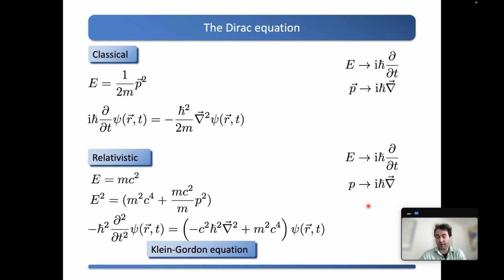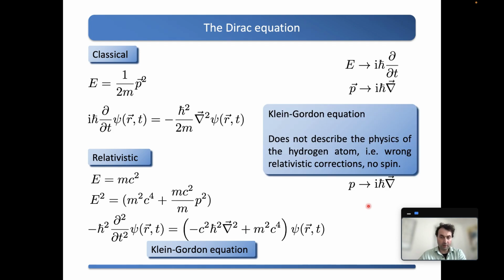And this equation actually is known as the Klein-Gordon equation, where Klein and Gordon both independently published this equation and used it to have a look at Compton scattering of the electrons. Now, the Klein-Gordon equation doesn't describe the physics of the hydrogen atom. If you do this equation for the hydrogen atom, then you will find that the relativistic corrections are not in agreement with experiment, and the Klein-Gordon equation still doesn't include the spin of the electrons.